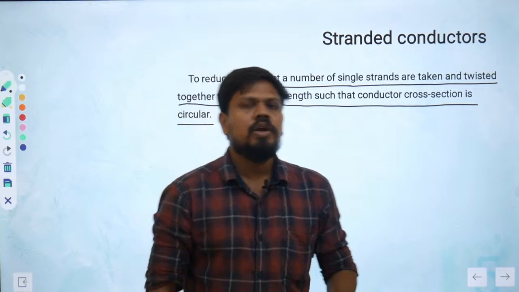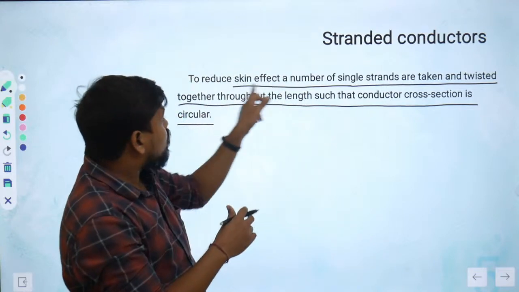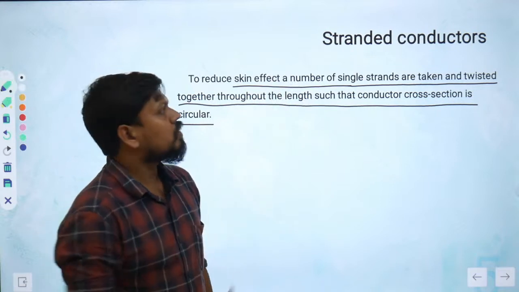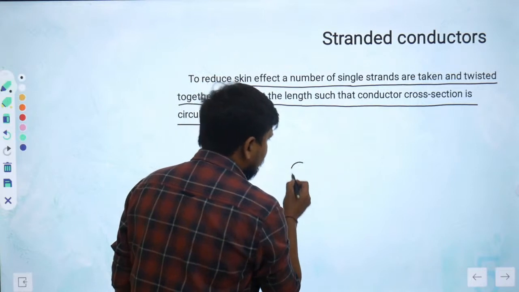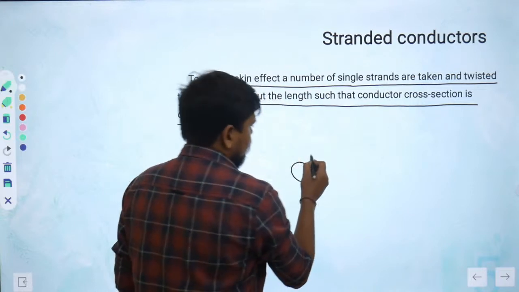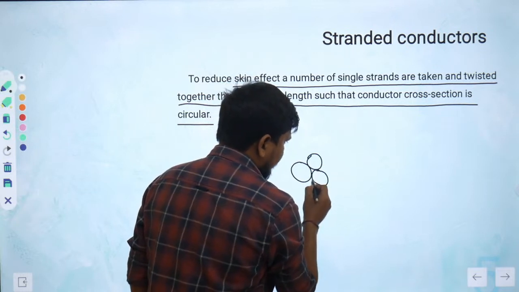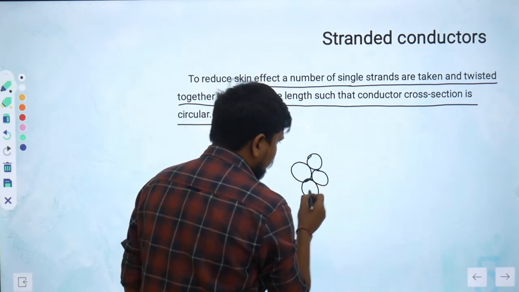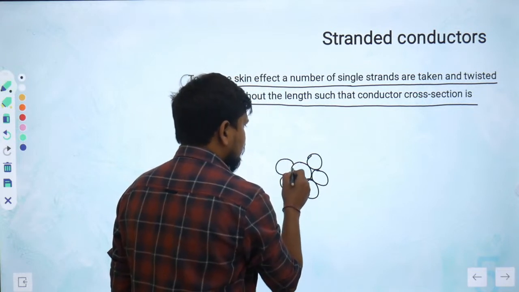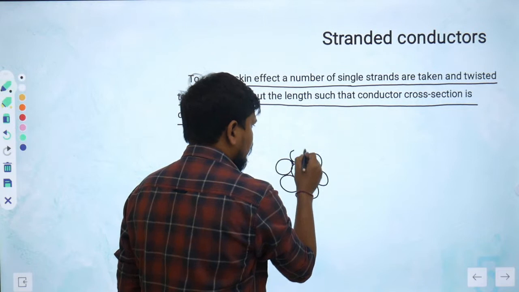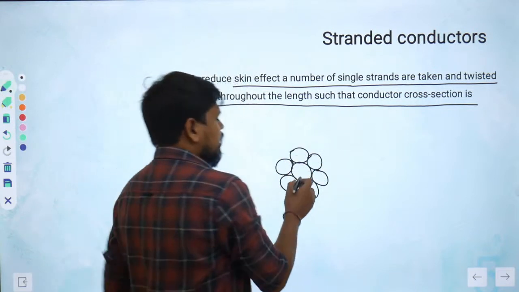That's why we have to take smaller conductors, to reduce the skin effect. This is the reason we are going for the stranded conductor. How we make the stranded conductor is like this. There will be smaller strands, all of the same size. Generally 7 strands will be there, one inner strand.